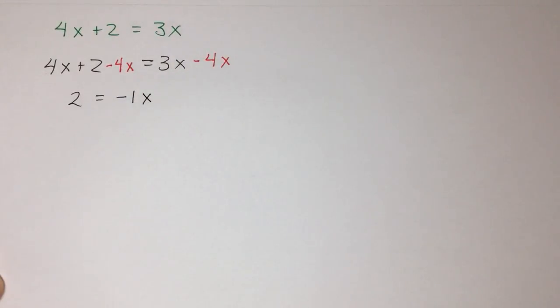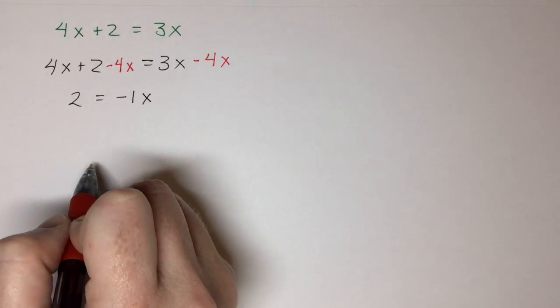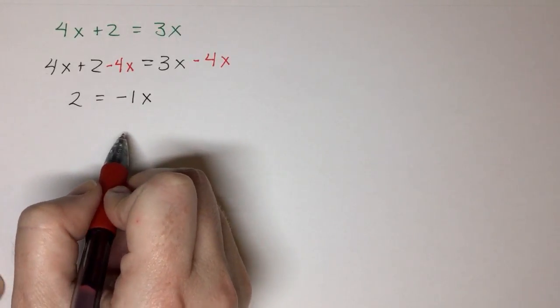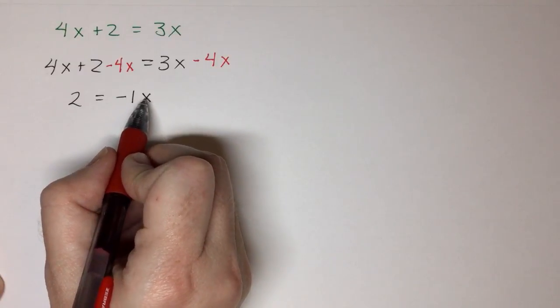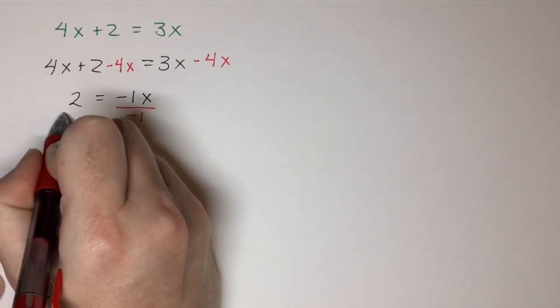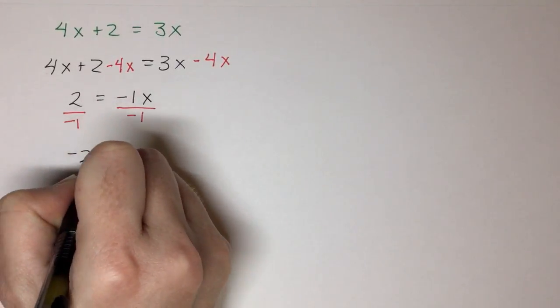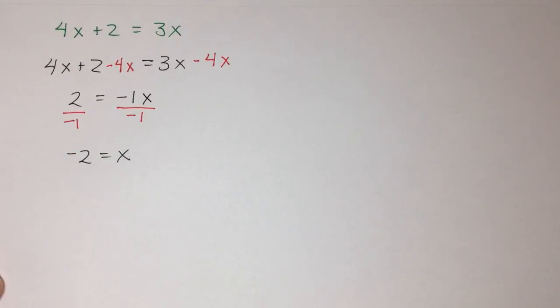I have 3, I owe 4. That's negative 1x. I need to get rid of the negative 1 because I want the x by itself. The negative 1 is stuck with the x with multiplication. To undo multiplication, we divide. Dividing both sides by negative 1, I have negative 2 equals x.